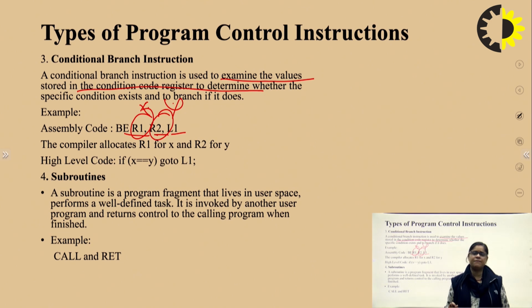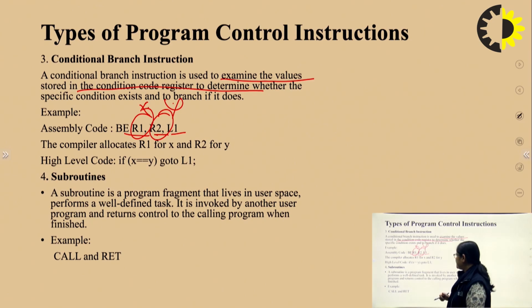For the conditional branch instruction, you only have to remember that we just examine the value stored in the condition code. We have to check whether that condition exists or not, and then work according to the condition applied. If the condition is there, we perform according to that. So that is what you mean by the conditional branch instruction.